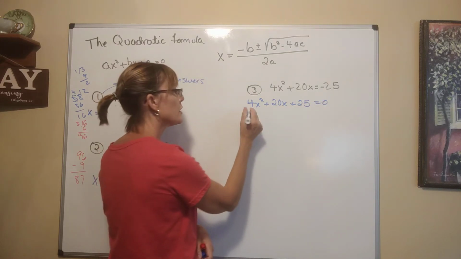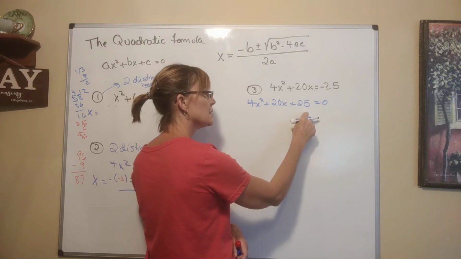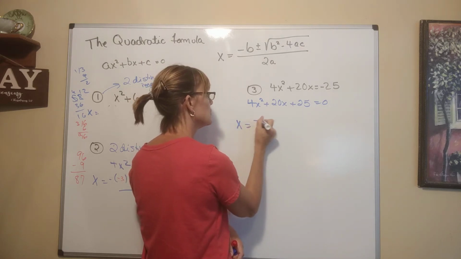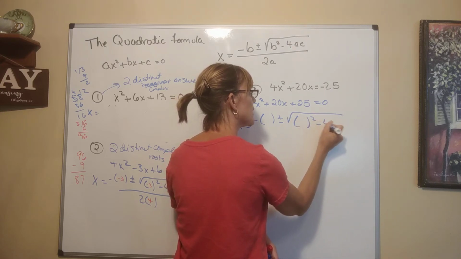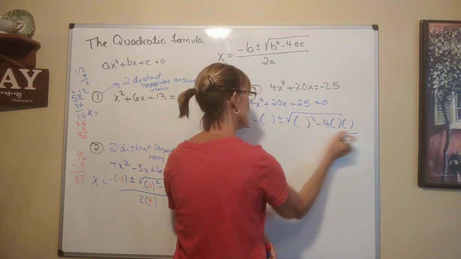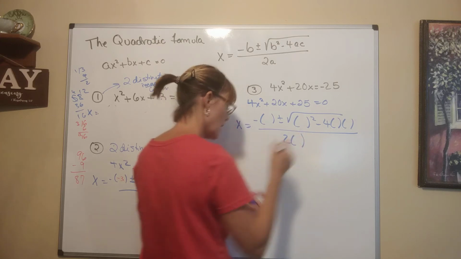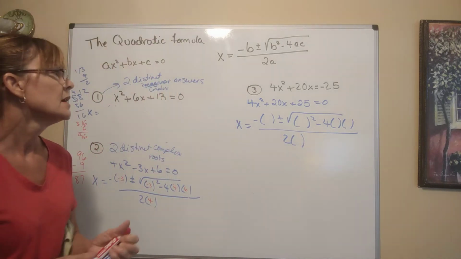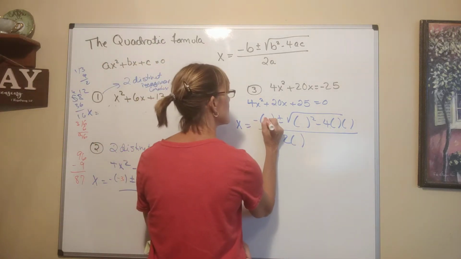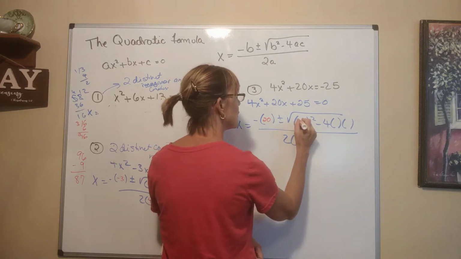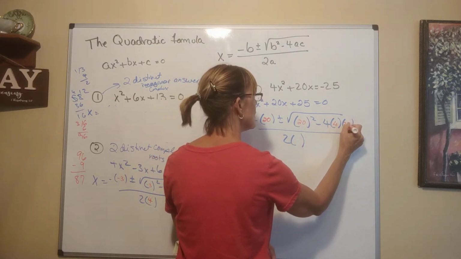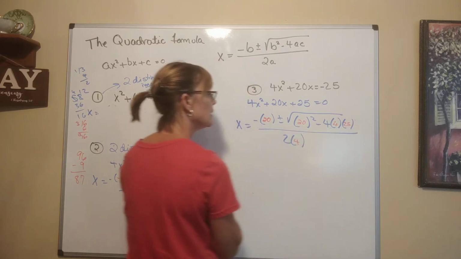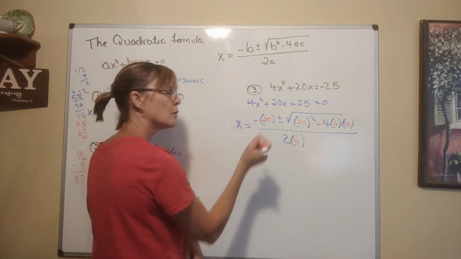Now a is 4, b is 20, c is 25. x is equal to negative b plus or minus the square root of b squared minus 4 times a times c all over 2a. I'm going to go in and put in my numbers. Negative b plus or minus the square root of b squared minus 4 times a times c all over 2a. Looks like that. Now we'll evaluate.